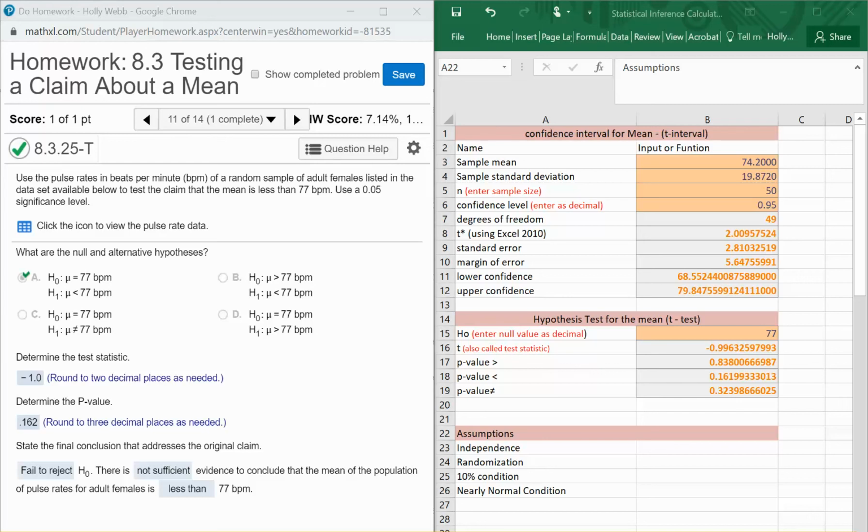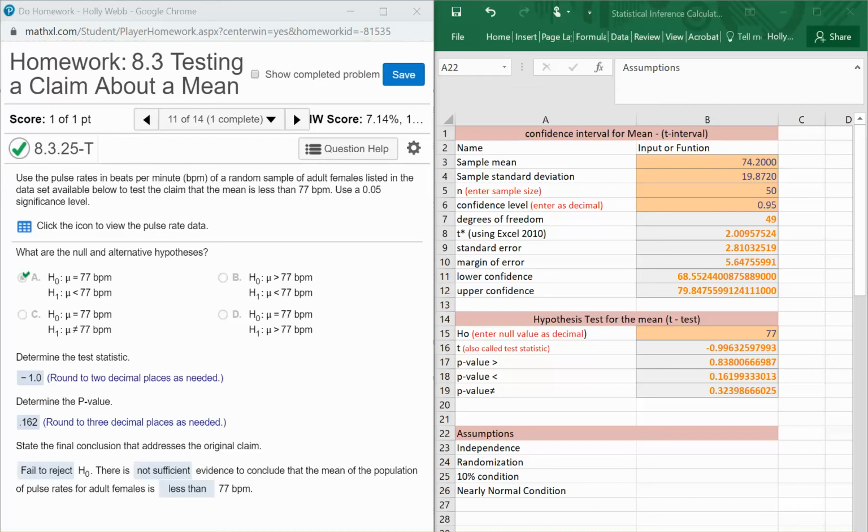Okay, so here is one more example of our 8.3 testing a claim about a mean. We're going to use our one sample T for mean calculator. If you read this problem, it says, use the pulse rates in beats per minute of a random sample of adult females listed in the data set available below to test the claim that the mean is less than 77 beats per minute. Use a 0.05 significance level.